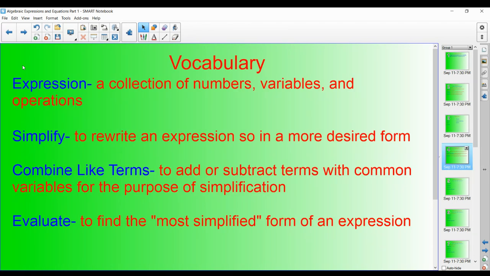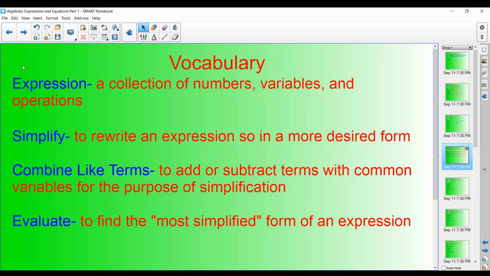So the four terms that stick out right away for expressions are first off, an expression. It's a collection of numbers, or variables, operations separated by addition, subtraction, multiplication, division, exponents that we may have to simplify. It may be already simplified, but it's just a collection of terms. No equal sign, just a bunch of terms. So simplify means to rewrite it in a more desired form.